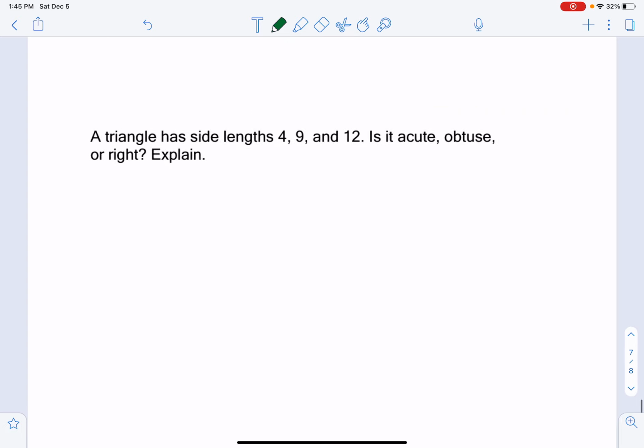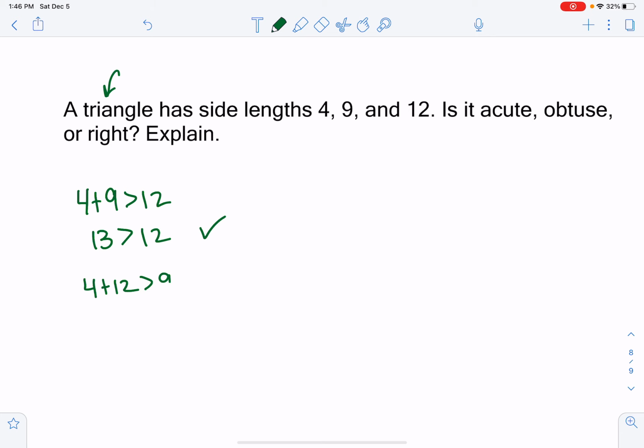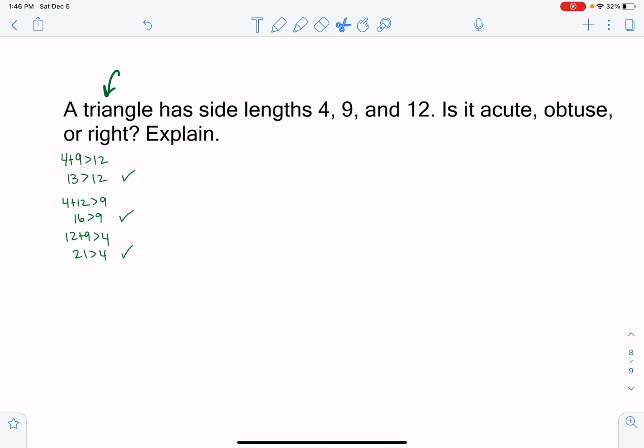Sometimes it's not. So let's look at this last one. It says a triangle has side lengths of 4, 9, and 12. And don't forget from the last section, if they didn't tell us it was a triangle, we could check: 4 plus 9, 13 is bigger than 12. That works. 4 plus 12 is bigger than 9. That's 16 is bigger than 9. That works. And 12 plus 9 is definitely bigger than 4. 21 is bigger than 4, and that does work. They told us it was a triangle, so we didn't technically have to do that. But it is a triangle, and then we're going to see what type.